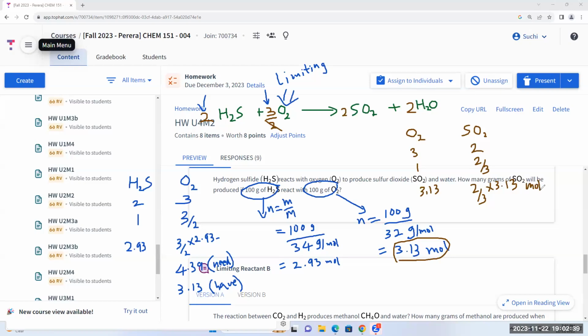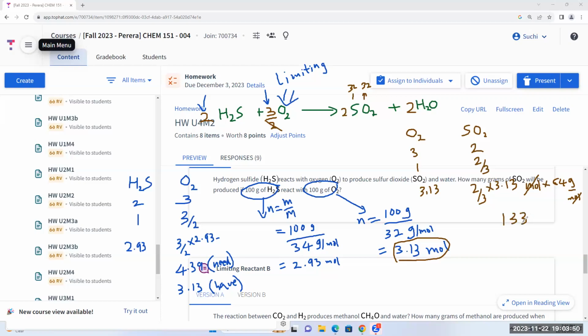Now we need the mass of SO2. To convert moles to mass, we multiply this by the molar mass. For SO2, sulfur is 32 and oxygen is 16. You have 2 of them, therefore that is 32 as well. So it should be 64 grams per mole. The moles cancel out, and you're going to get the answer in grams. Can somebody tell me the answer for this? I want to show you something else here. 133 seems to be fine. Okay, 133.